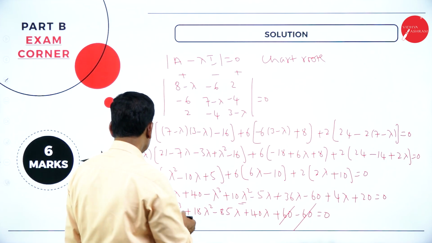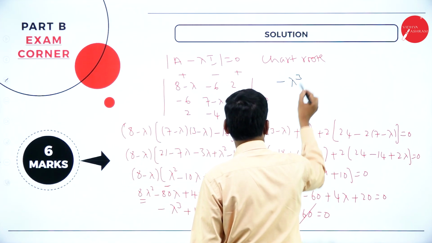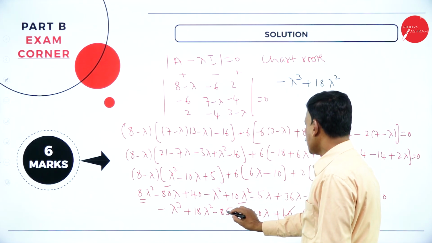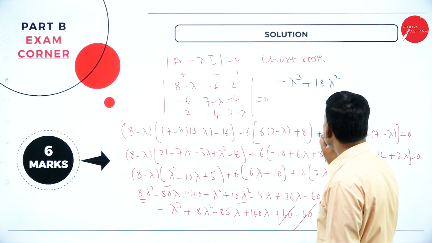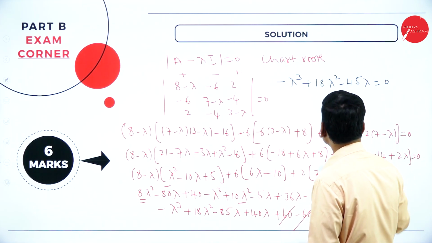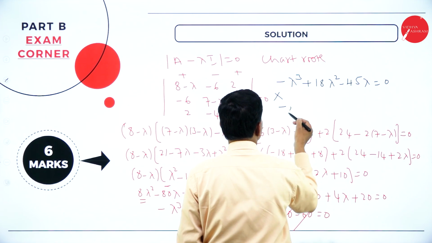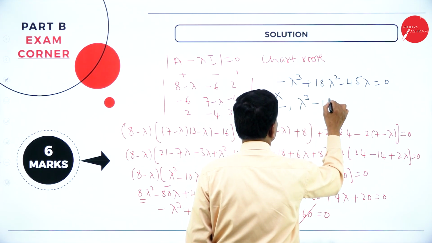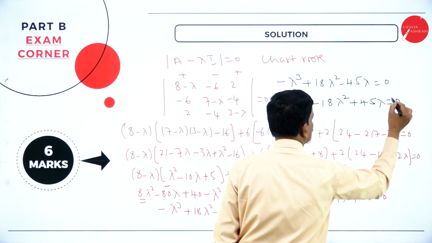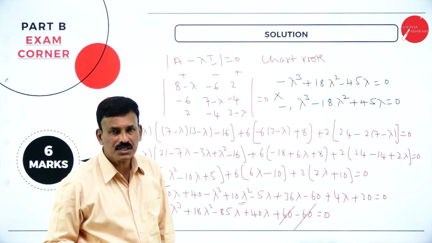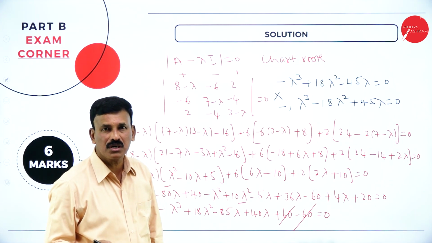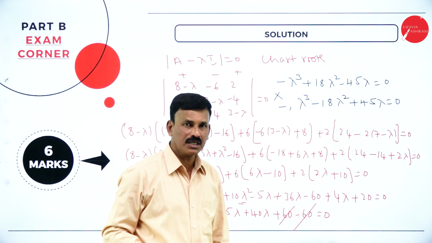So what do we have here? We have minus lambda cube plus 18 lambda square, minus 85 plus 40, 85 minus 40 is minus 45 lambda is equal to 0. Now multiply by negative sign. If you multiply by negative sign, we will get lambda cube minus 18 lambda square plus 45 lambda is equal to 0. This is the characteristic equation. If we solve this, we are going to get the roots. They are called characteristic roots or eigenvalues. That's it. Okay. Hope you followed.